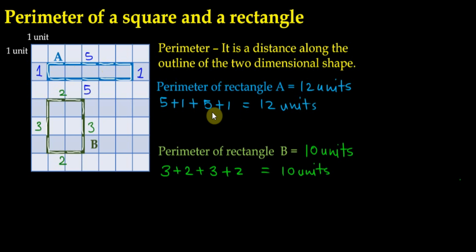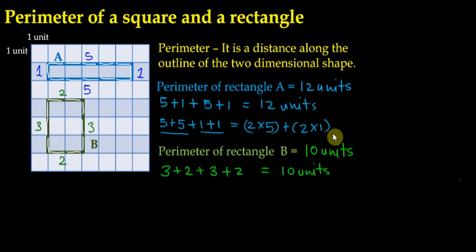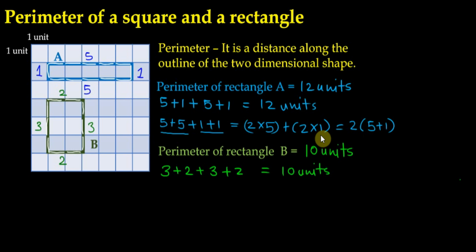So let's group length together and width together. So we will get 5 plus 5 plus 1 plus 1. So here we have added length twice and width twice. So we can write this in another way as 2 times 5 plus 2 times 1. Now according to the property of multiplication over addition, we can write this as twice the sum of 5 plus 1, where 2 is distributed over 5 and 1.